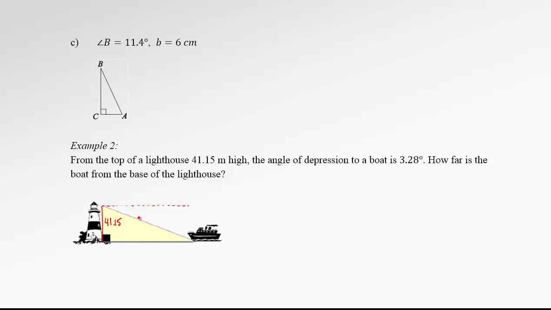So that's the line, and we depress the angle by 3.28 degrees. Since we're going to work with this right angle triangle, it will be useful to transfer this angle to the bottom over here. Those are the same angles because they are alternate angles, right? We have two parallel lines and a transversal, so these two angles are equal. Therefore, we have 3.28 in the bottom here.